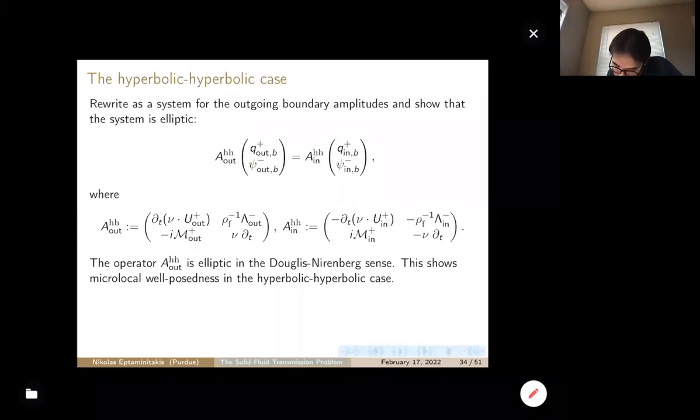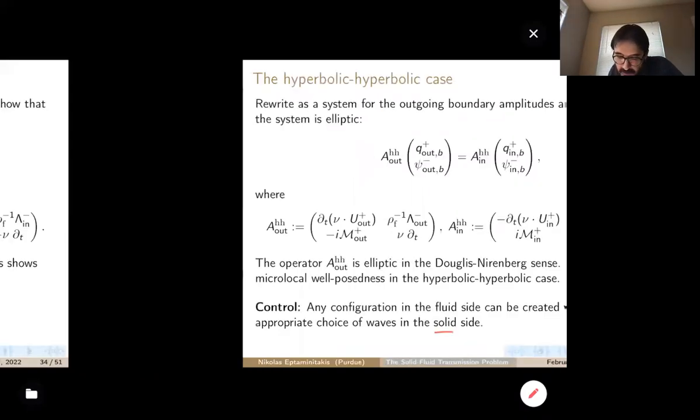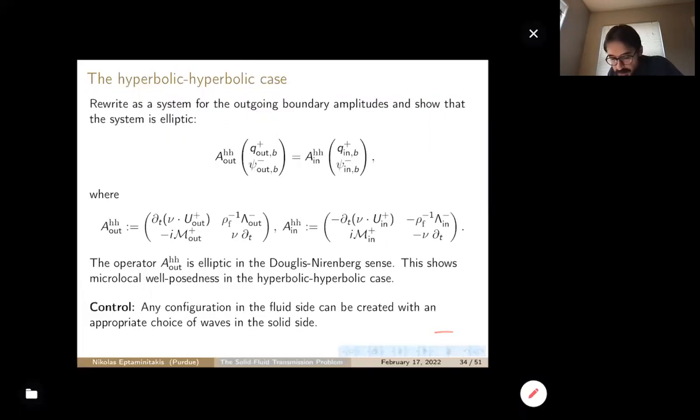In addition, it follows that, it doesn't follow from that, you have to do something extra, but it follows that any configuration in the fluid can be produced by a configuration in the solid. So if you want to have a certain wave in the fluid, at least to leading order, you can do that by sending suitable waves from the solid. This is going to be important for the inverse problem.